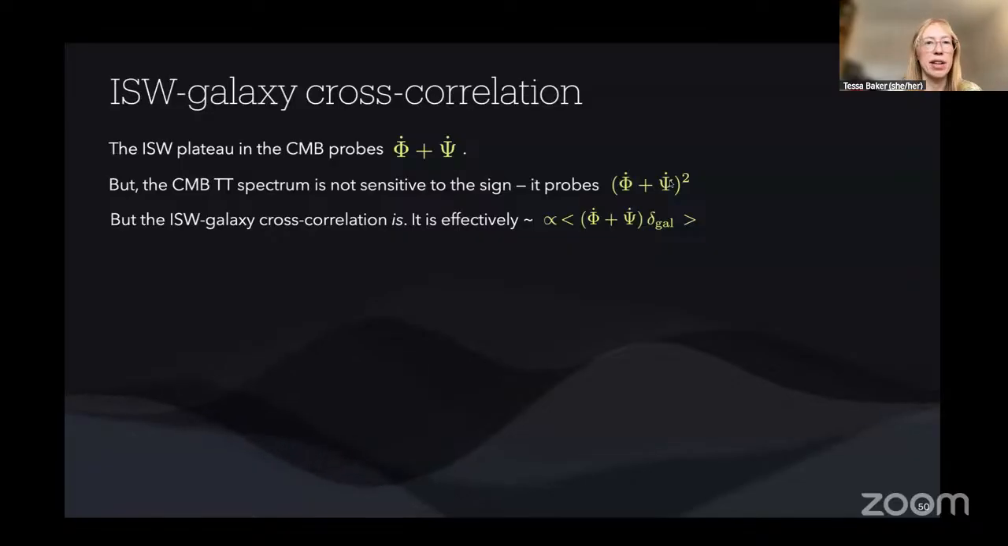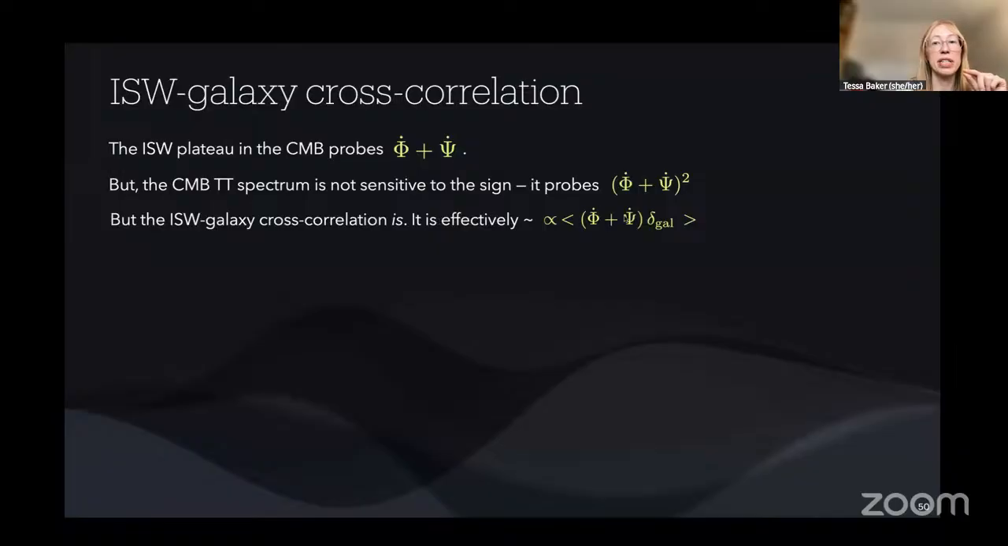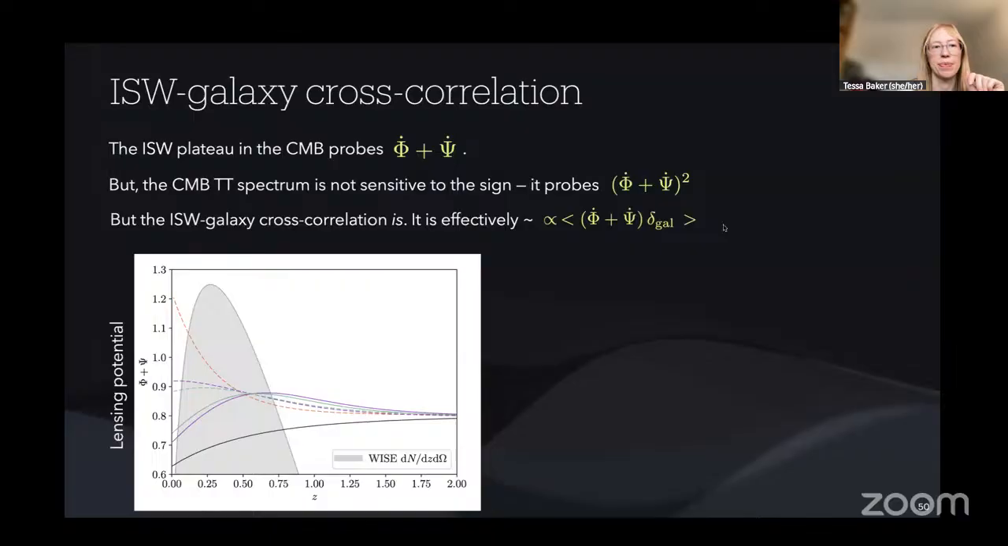your galaxy survey. So you can think of it as kind of overlaying one copy of your CMB and your galaxy survey and computing some kind of overlap integral, if you like, between those two objects. So I've sketched it probes in some sense the potentials multiplied by the fluctuations in your galaxy distribution. And that thing does have sensitivity to the sign of the sum of those metric potentials.